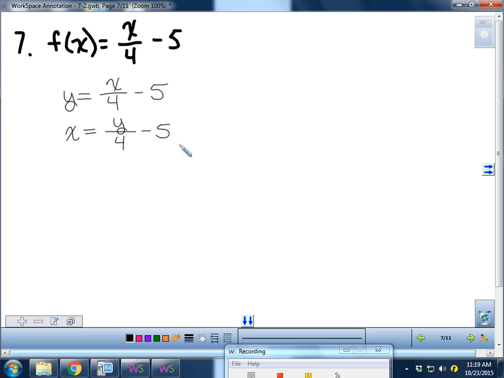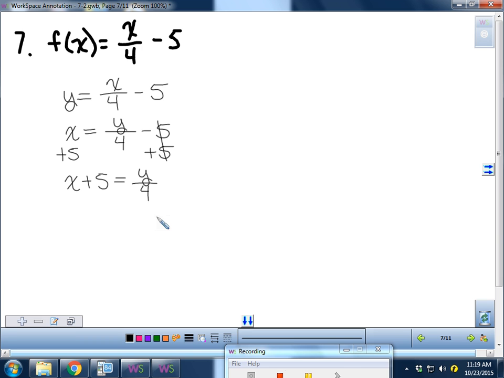So here's the thing. Y is being divided by 4, and then out to the side we subtract 5. Remember, if you do reverse order of operations, the subtraction part has to be undone before the division part is undone because they're separate things. So first thing I do is I add the 5. So I get x plus 5 equals y divided by 4.